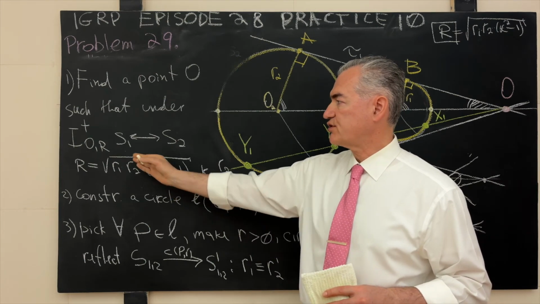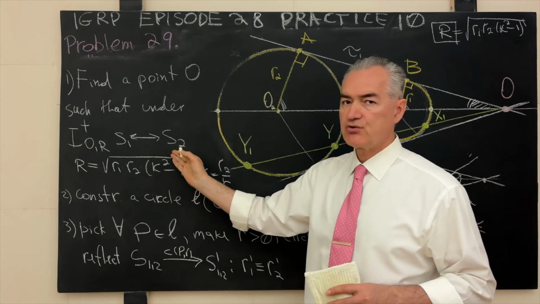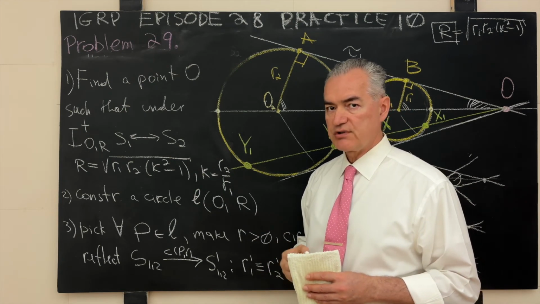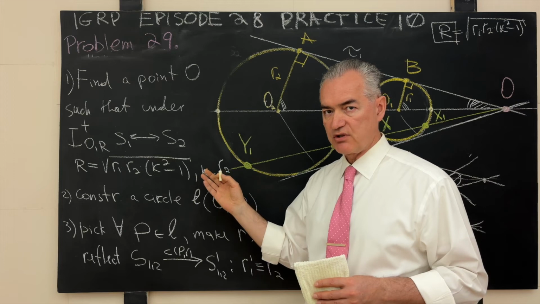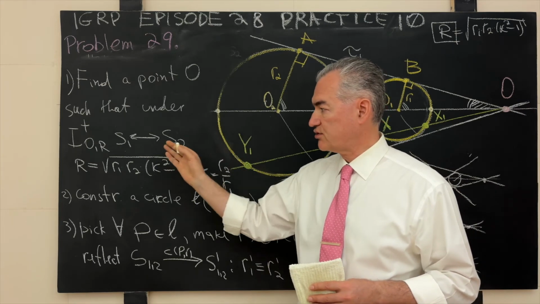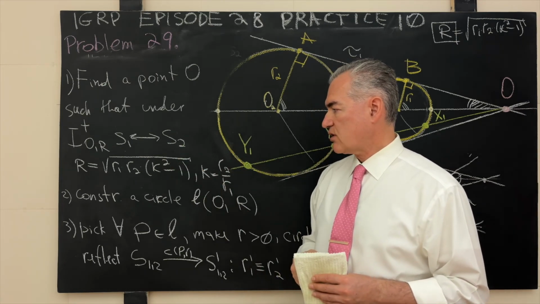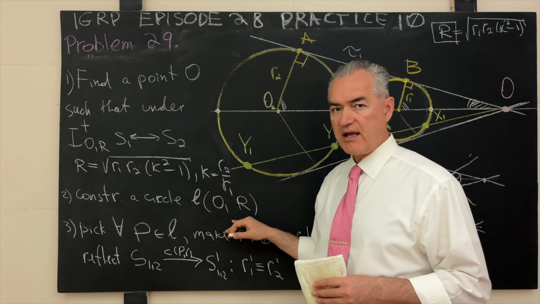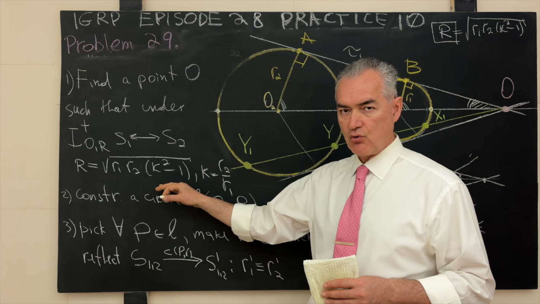Under that inversion, the circles S1 and S2 will be the images of each other. In other words, that inversion will take the circle S1 into the circle S2, and conversely, it will take the circle S2 into the circle S1. Now construct the circle that is centered at the point O and has the radius r specified over here.